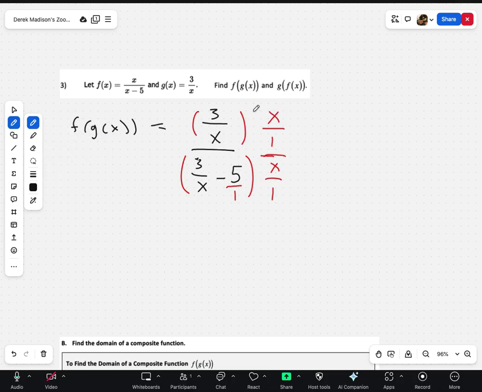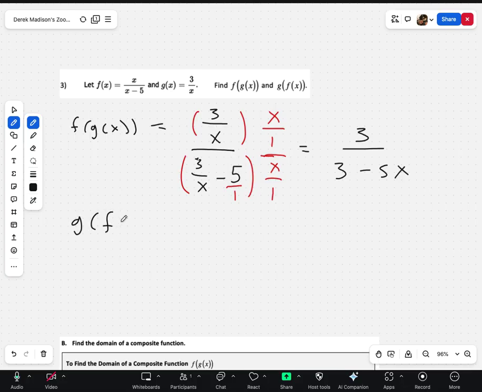So here, if I thought of this as 3x over x, the x's would cancel and I would have 3. Here, if I go x over 1 times 3 over x again, the x's are going to cancel and I have 3. And here, minus 5 times x would be minus 5x. So that would be the simplified form of this.